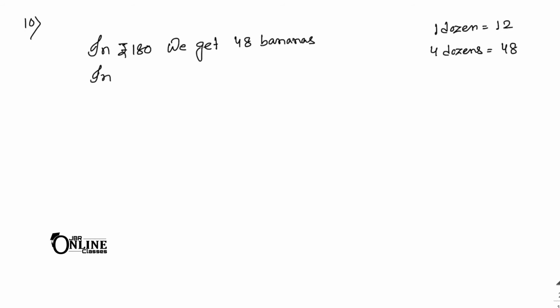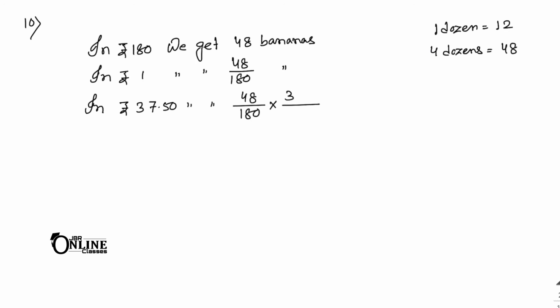Okay, then here in rupees 1 we get 48 by 180 bananas, and here the required is in rupees 37.50. So as here 48 by 180 into here 37.50. So point ke baad do digit hai, agar point ko utha denge yahan par 100 ho jayega, clear? So 0 0 cancel out ho gaya. Ab yahan par dekhiye 375. So 375 ko agar 5 se divide karenge to yahan par aa jayega 75. Aur 5 10 ko 5 se karenge 2. 2 ko 48 se karenge, it will be here 224.